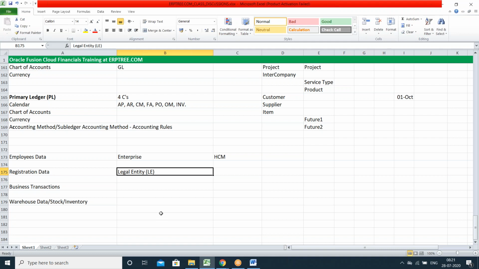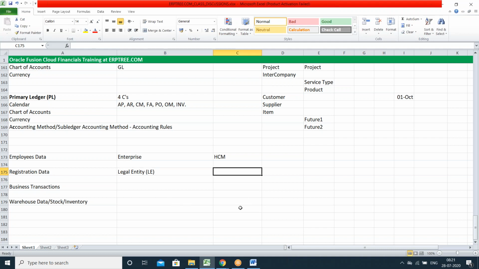Say the client has 3 registrations to run the business in US. The reason is they might be running 3 different types of businesses. For each type of business, if they want to have a separate registration, yes, in that case, we have to create 3 legal entities in the system. The simple point is, when you do the implementation, according to how many registrations they have, we have to create the legal entities.